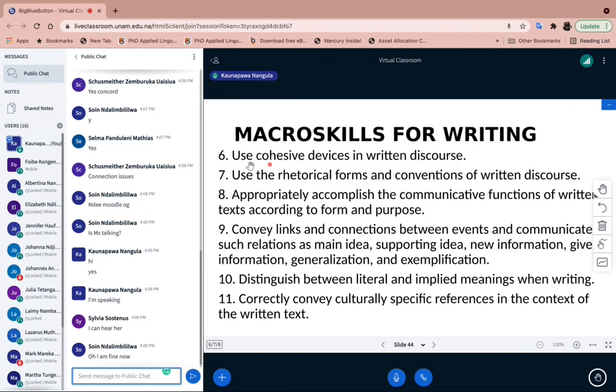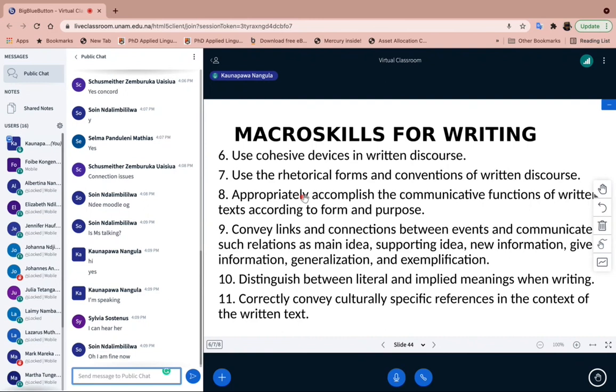For example, the usage of cohesive devices in written discourse. You need to use that because it really changes how your writing sounds and how it reads. Use the rhetorical forms and conventions of written discourse. Conventions are what is acceptable in a type of writing, the structure and the rhetoric that is acceptable for a type of writing.